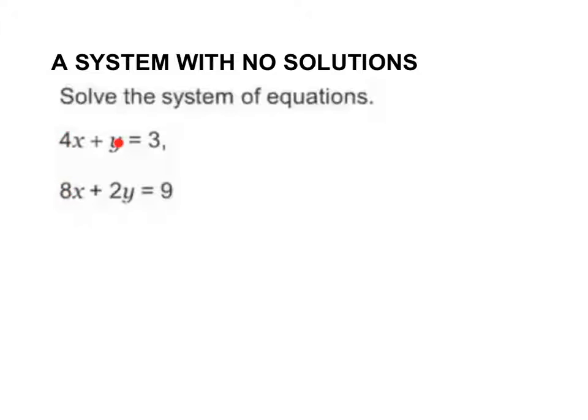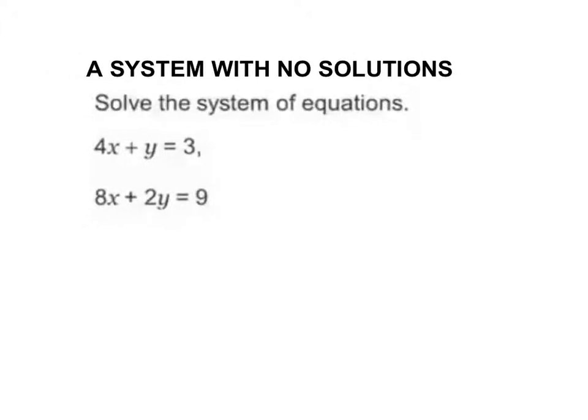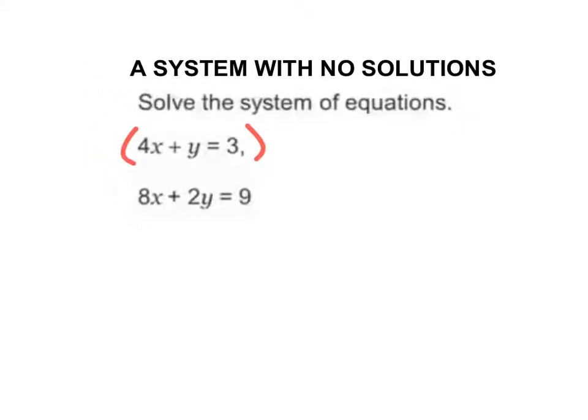Same thing over here. I've got y and 2y. I could multiply this by 2 to get a 2 as well. So look what happens. I'm going to multiply this top equation by negative 2, and let's distribute that negative 2. So that's going to give me negative 8x minus 2y is equal to negative 6.